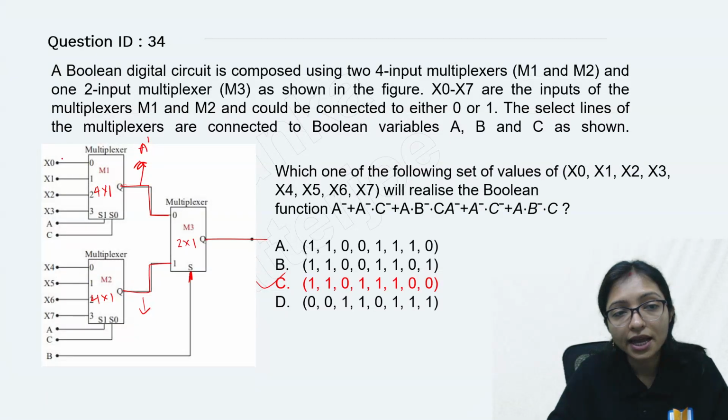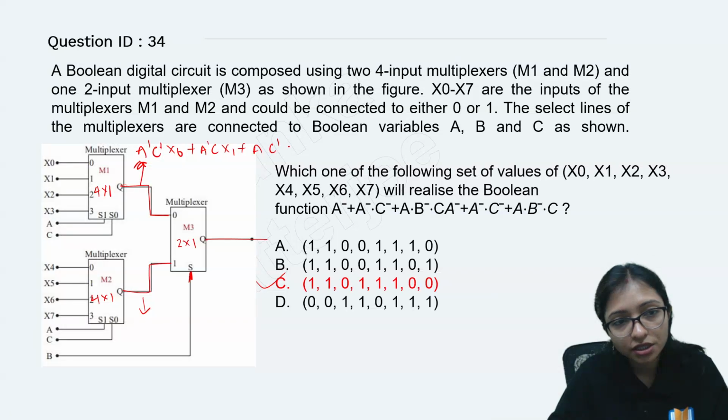A bar means I am going to select x0, A bar, C bar. A little bit of effort you have to put in because this is a 2 marks question. Here it will be A bar, C bar, then you select x0. Then 0 1, you select x1. Then 1 0 means you select x2. Then 1 1 means you select x3.